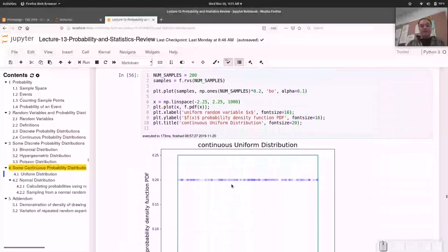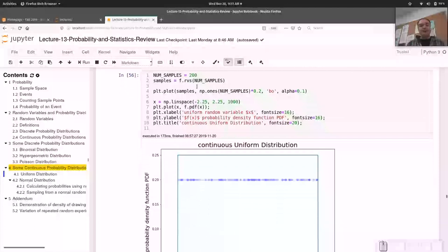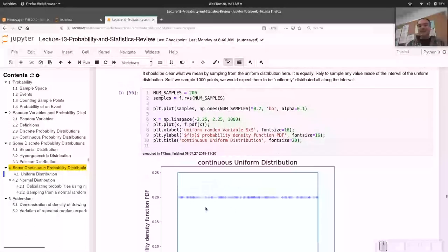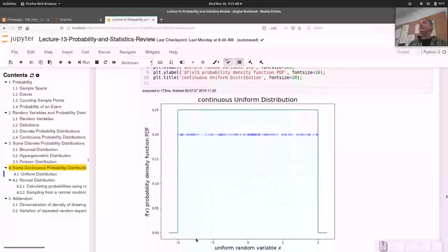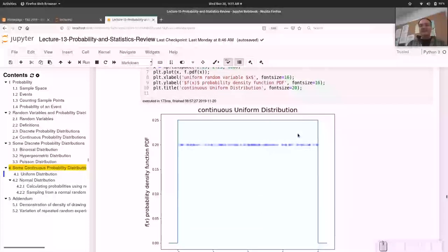All right. One last thing before I move on to normal distributions. Make certain that you understand what we mean by drawing a sample from a continuous distribution. So for the uniform, if I draw random numbers from it, here I only drew 200 numbers, but I expect there's an equal chance of any one of these numbers from negative 2 to 2 in this case. If you draw them and plot them, there is some clumping, but if I drew more, there would be even less clumping. They would be very evenly distributed across there.